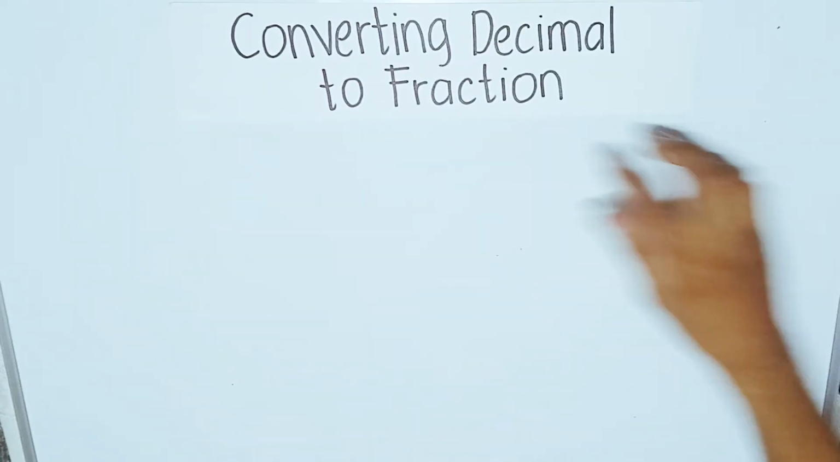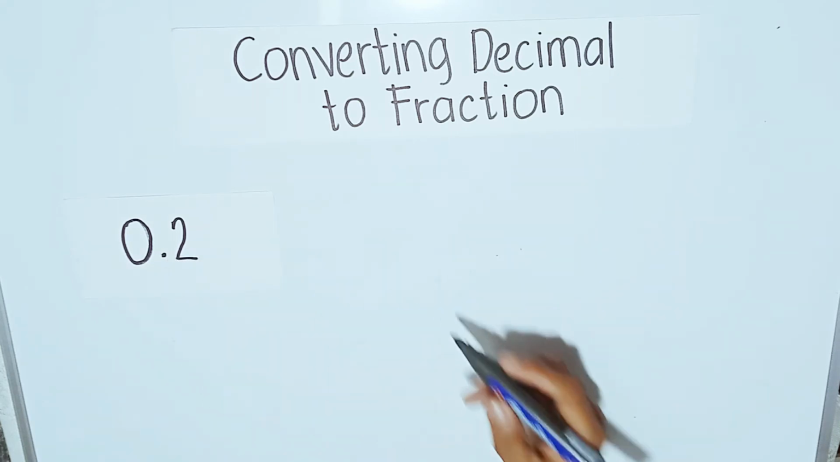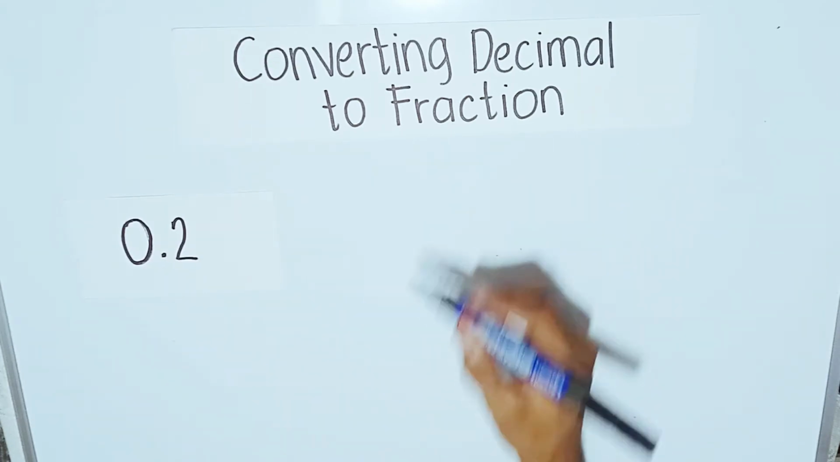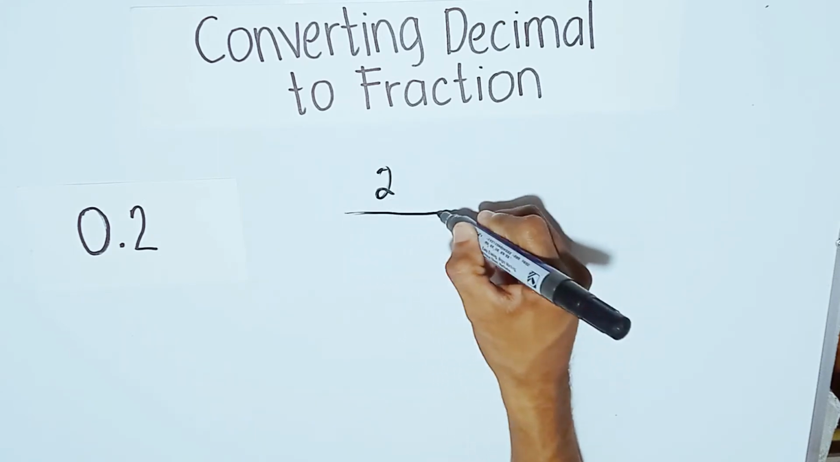Okay, let's start converting decimal to fraction. Let's start with this basic one. Unahin natin yung basic muna. We have 0 and 2/10. Ang unang-unang gagawin natin is to look for the number. Ano yung number na nakikita natin after the decimal point? So, meron tayong number na 2. And then, kunin natin yung 2, lagay natin siya sa numerator.